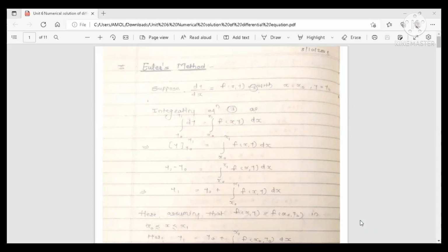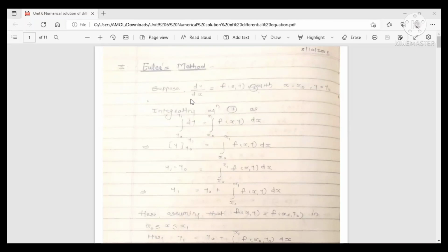Today's topic is solution of ordinary differential equation by using numerical methods. This topic is from 6th unit, the method to find the solution of ordinary differential equation. There are different methods. The first one is Euler's method. Euler's method is the numerical method to find the solution of the ordinary differential equation. See the Euler's method.